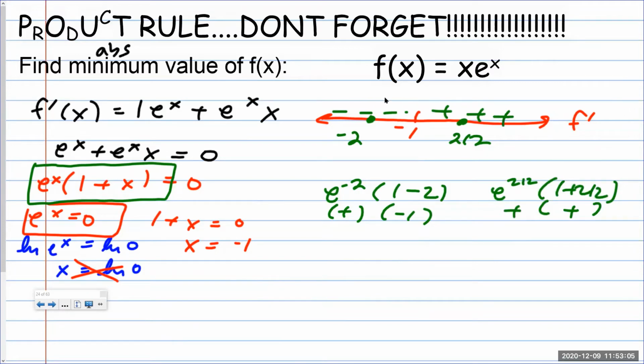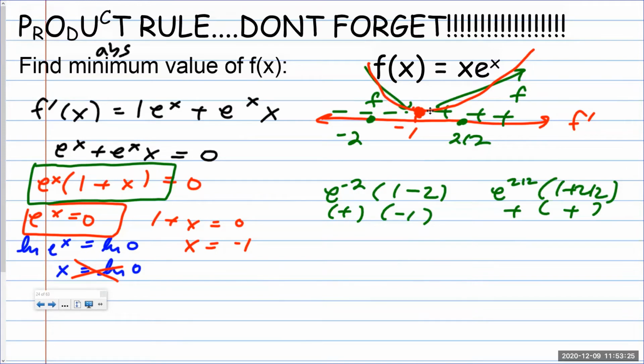Well, if f prime is negative, f is decreasing. If f prime is positive, f is increasing. Do you remember this? So what does my f look like? My f looks like a parabola, so to speak. I mean, it's not a parabola, but it looks like a parabola. What is my lowest point on that parabola? -1.